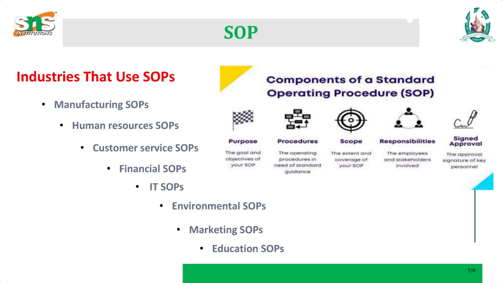So the components of standard operating procedures: the first one is the purpose, that is the goal and objective of your SOP. The next one is procedure. The operating procedures are needed for standard guidance. Next we go for scope, so the extent and coverage of your SOP. Then responsibilities, the employees and stakeholders involved in preparing an SOP, then signed approval. So the approval signature of key personnel.